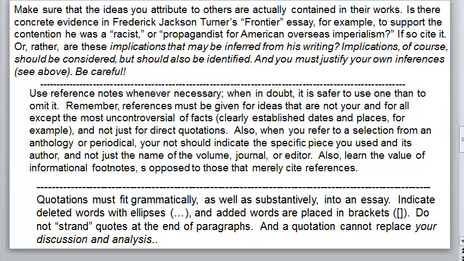Next, use reference notes whenever necessary. It's safer to have one than omit one. People's careers have been lost because they did not properly credit the sources that they had received stuff from. So if you think, oh, I'm footnoting too much, I'm just going to skip this one, or I don't need a footnote here, think twice about that and just make sure you're doing it correctly.